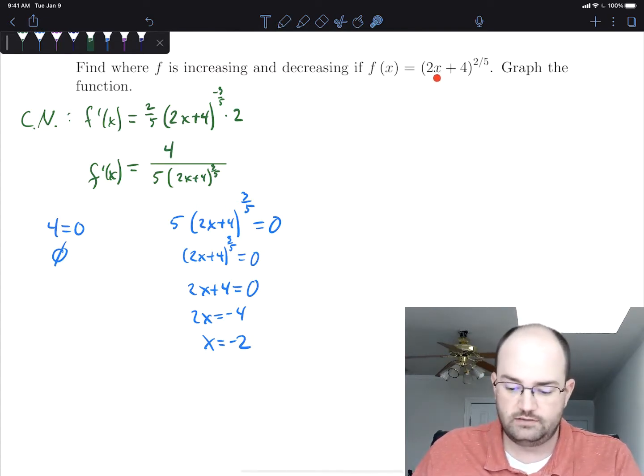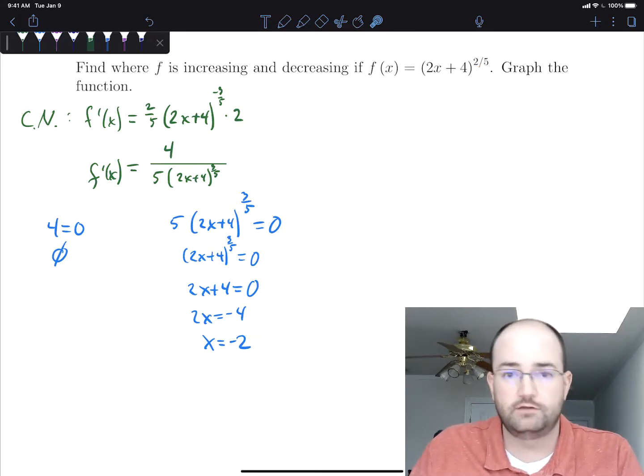Now if I plug this in, 2 times negative 2 is negative 4. Negative 4 plus 4 is 0, so all that's 0 to the 2/5 power, and that gives me 0. So this negative 2 is part of the domain of the original function, therefore it is in fact a critical number.